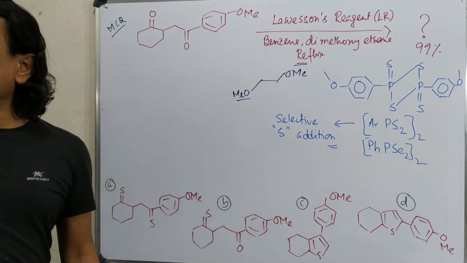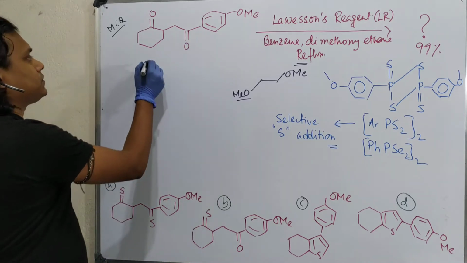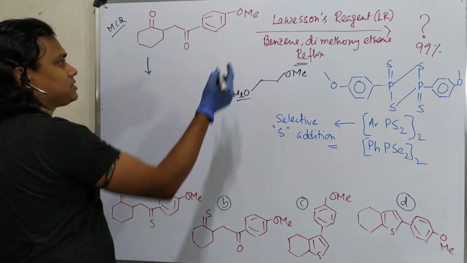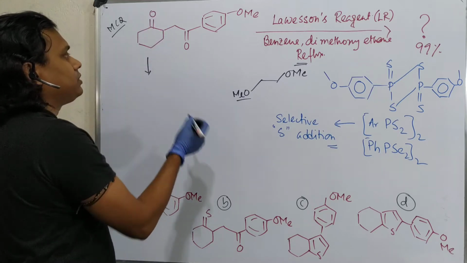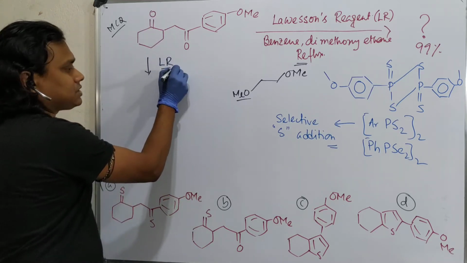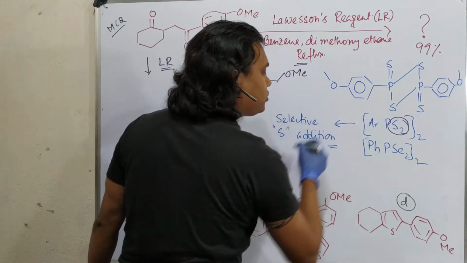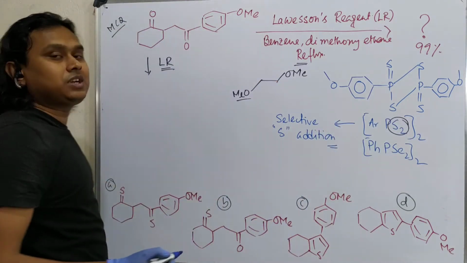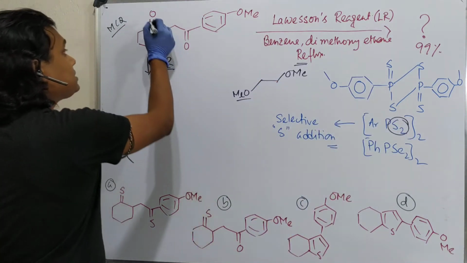Now, step by step, let's go. What is produced in the first stage? In the first stage, see, Lawesson's reagent is given. So what you can expect is that this sulfur will be transferred to the carbonyl, and how many carbonyls are possible? In this case, two carbonyls.